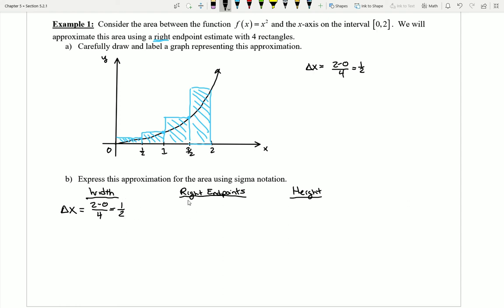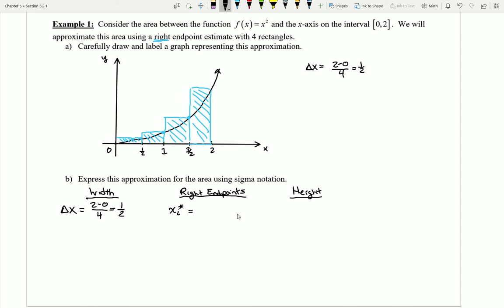Now, to find the right endpoints of my rectangles, notice that's going to be the same thing as asking to find my x stars for each rectangle. Notice that my right endpoint for my first rectangle was 1/2. My right endpoint for my next rectangle was 1, then 3/2, and then 2. And so what I want to create here is a formula that depends on the value of i. That is, I want a formula over here that's going to have stuff with i's in it.